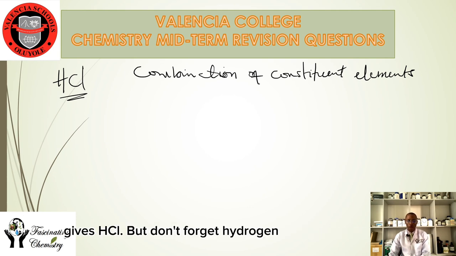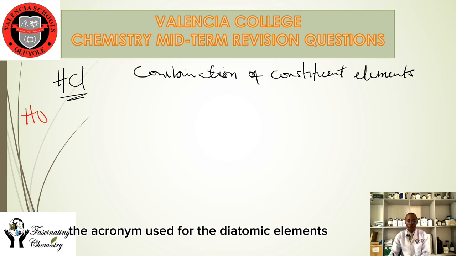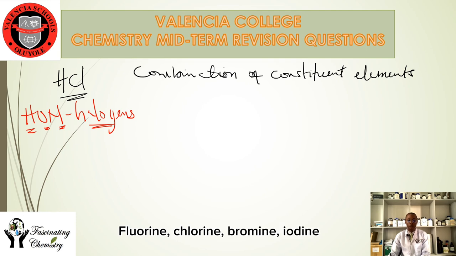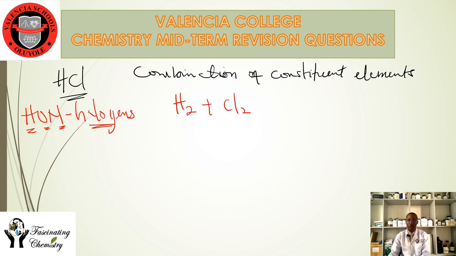But don't forget, hydrogen and chlorine are diatomic elements. In case you have forgotten, the acronym used for the diatomic elements are the halogens. Okay, hydrogen, oxygen, nitrogen, and the halogens, that is chlorine, fluorine, bromine, iodine. So when you now have this HCl to be formed, that means hydrogen, which is a diatomic element, is reacting with the chlorine, which is also another diatomic element, to now give us our HCl. It's going to be HCl because hydrogen is a plus, chlorine is a minus. So when they exchange, you have that HCl. Of course, there will be a need for you to balance your reaction. So this is one way by which you can prepare acids in the laboratory.